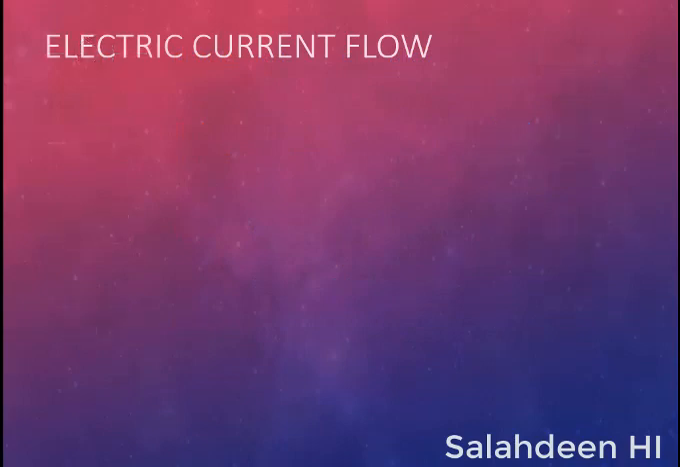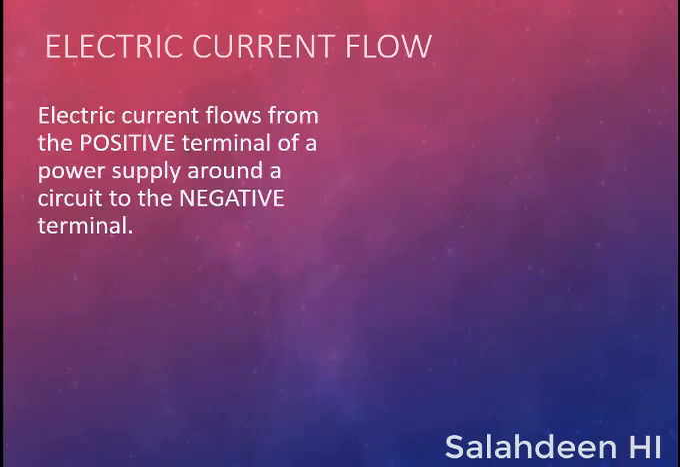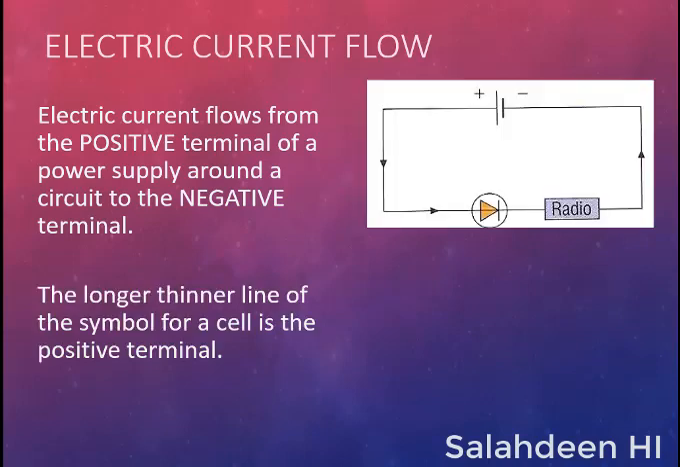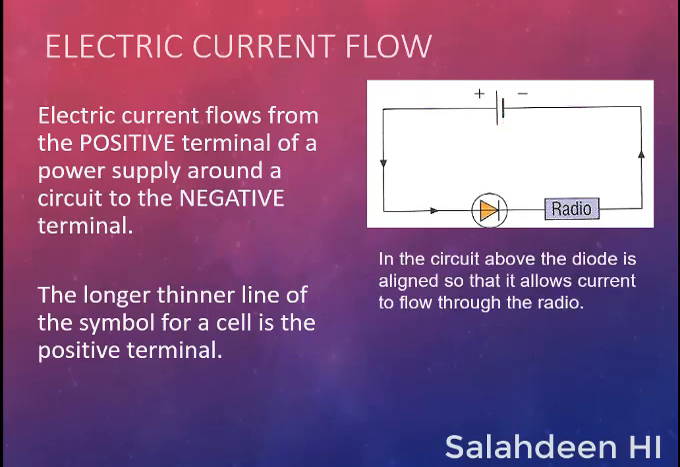Electric current flow. Electric current flows from the positive terminal of a power supply around the circuit to the negative terminal. Here we have the diagram. The longer line of the symbol for a cell is the positive terminal. That is, we are talking about this thinner line, and it's longer than this. In the circuit above, the diode is aligned so that it allows current to flow through the circuit.